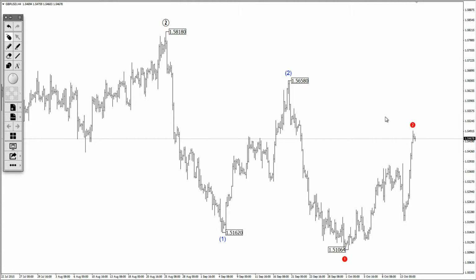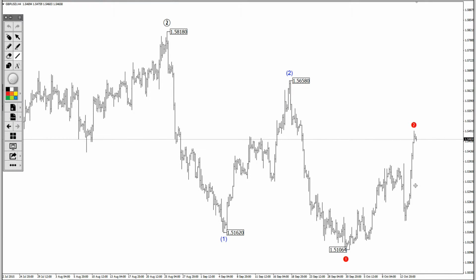I'm expecting this to turn down soon for the next larger wave down, but before that we can expect a little more upside and possibly a three-wave structure to form another similar structure to the one from the low of 151 to the recent high. So we can see here a three-wave structure on this high, and then we can see a three-wave structure down.